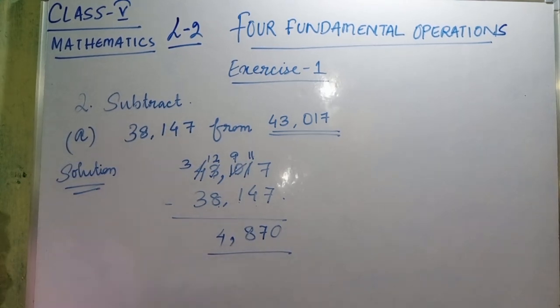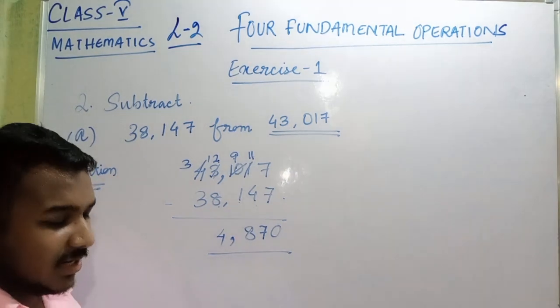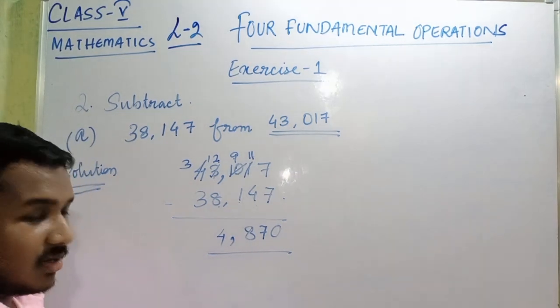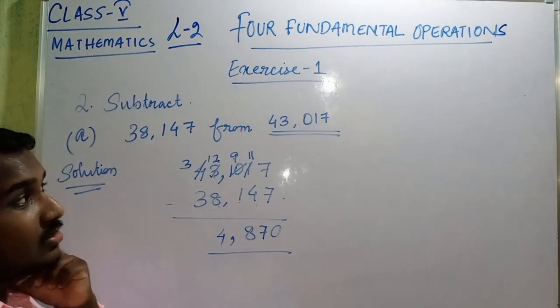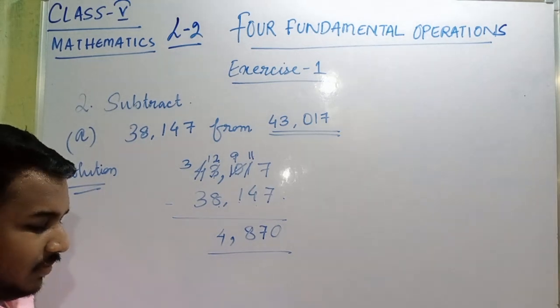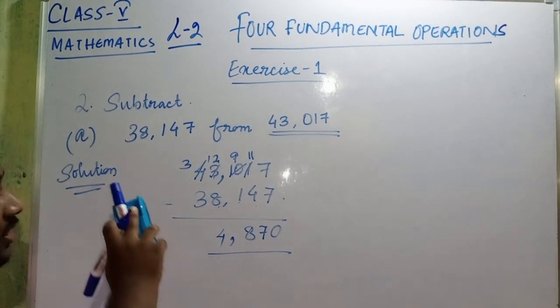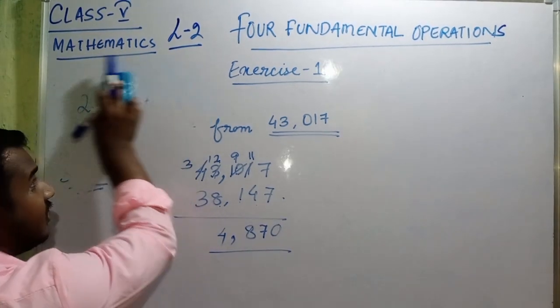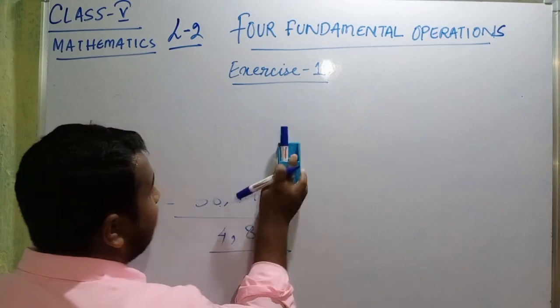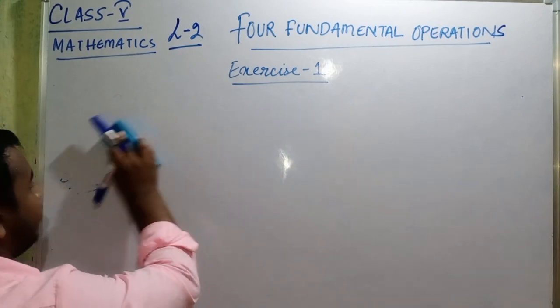Your parents also can tell this one. So if you are having doubt here, your parents also can tell or help this one. Understood? So this is a simple subtraction. Then next, similarly you will do all the questions from 2 number. Then the third number.